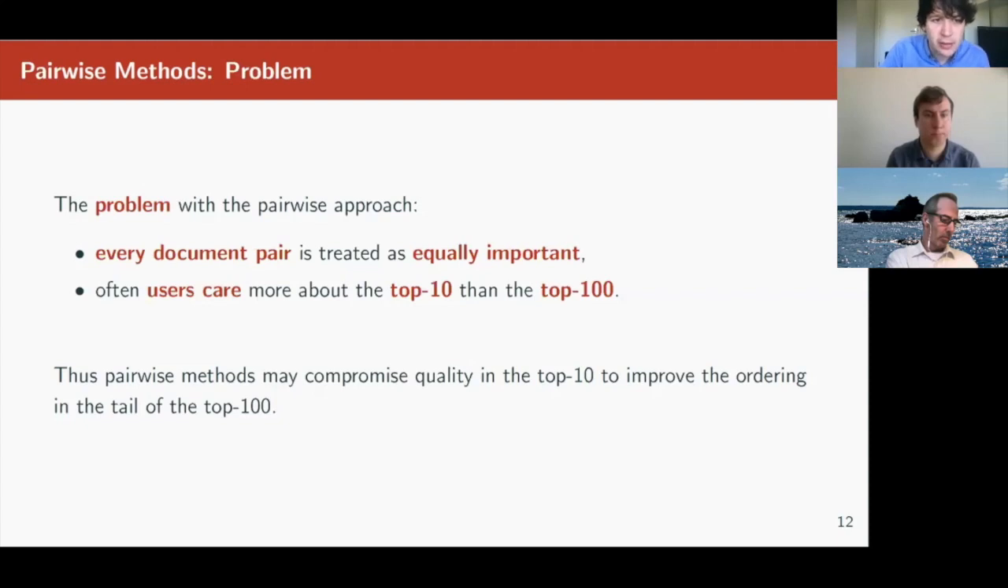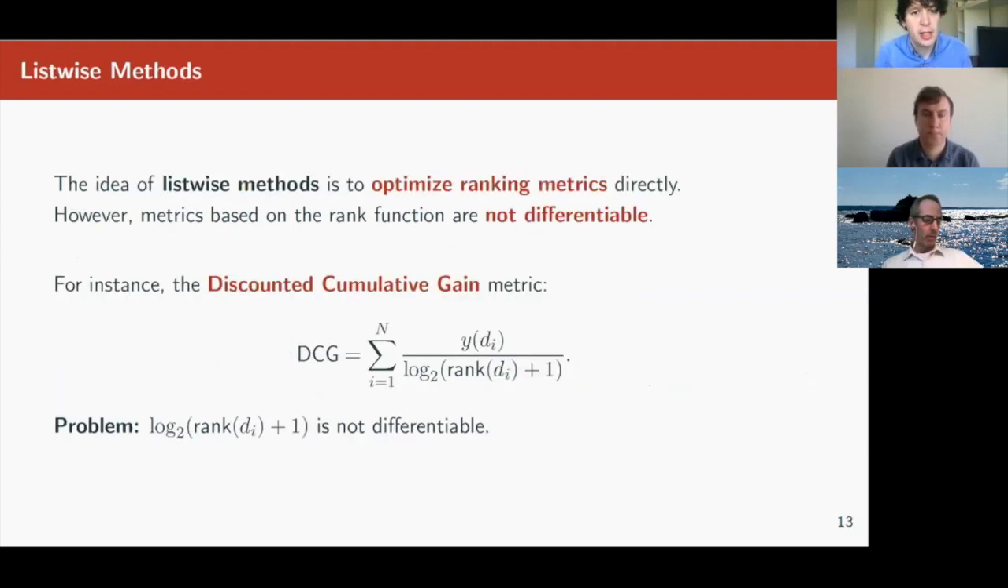The problem here is that the pairwise method doesn't look at where in the ranking the pairs that it's trying to fix are. So what happens is that these methods sometimes compromise the quality of the top 10 to improve something in the tail of, for instance, the top 100. So it's improving the ranking very far down the list, but decreasing it right at the top, where it matters the most. So another set of methods was required, and this came in the form of listwise methods.